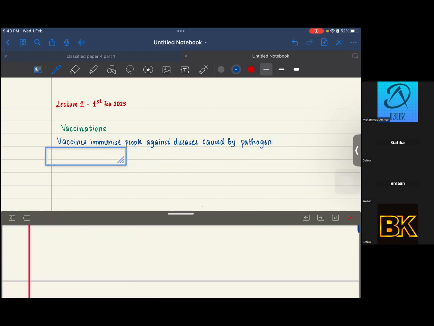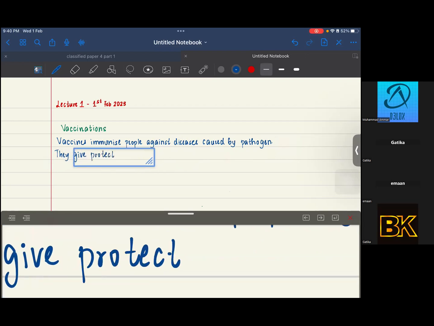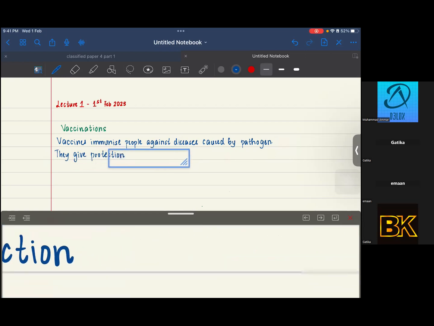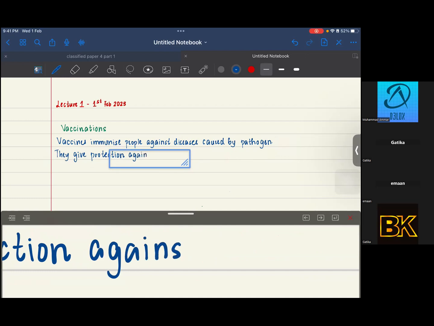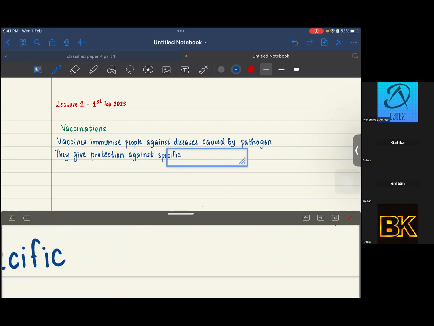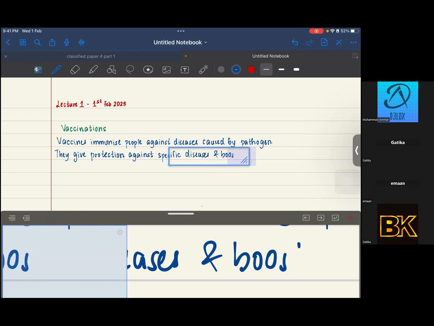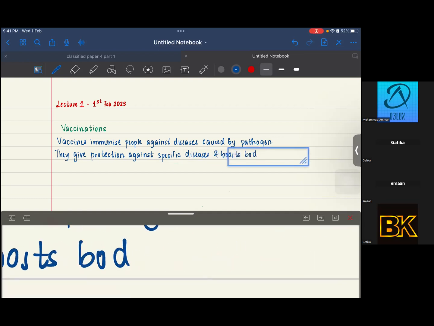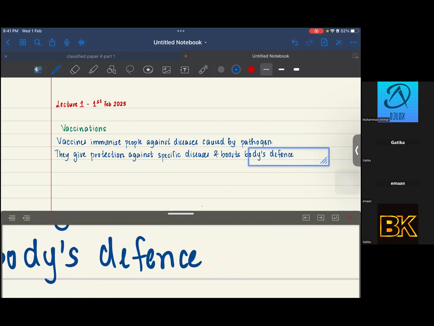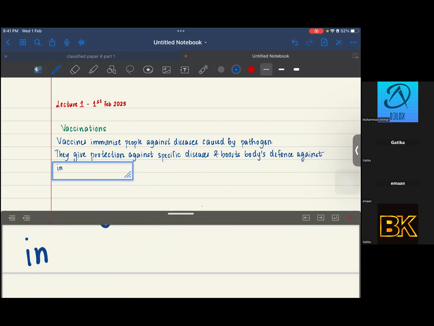So we will write that point as well. One second. They give protection against specific disease. So it depends whatever vaccine you have taken, against which disease it works. That depends. Okay. Against specific diseases and boosts the body's defense against infection. Defense against infection. Okay.